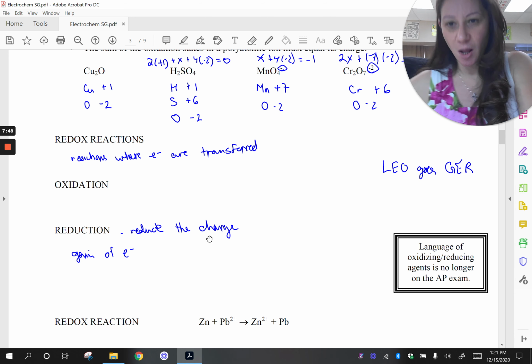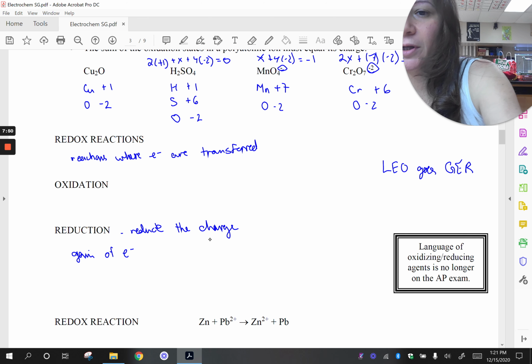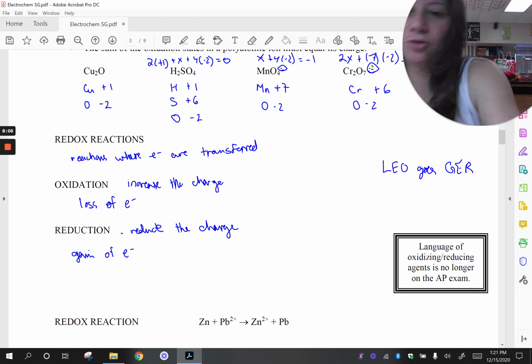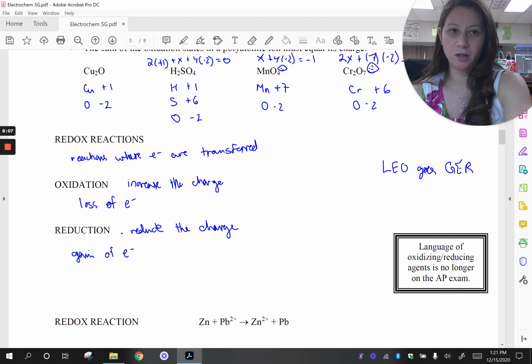Oxidation obviously is the opposite. So your charge is increased. Increase charge or the oxidation state. And so to do that, you must lose electrons because electrons are negative. So if you lose the negative, you become positive.